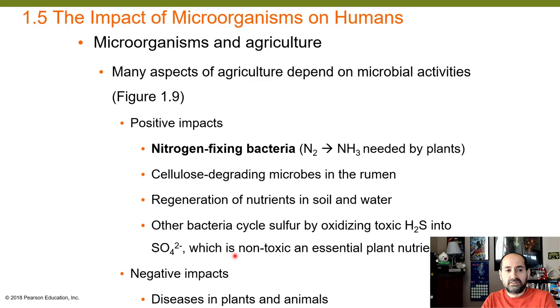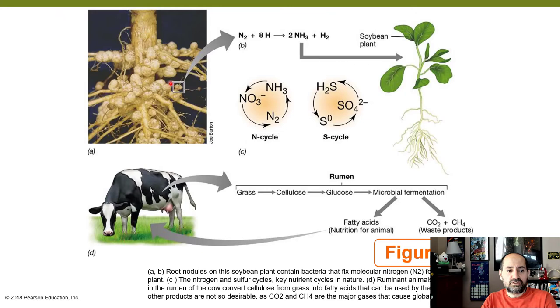Here you can see what I was talking about. You have nodules, root nodules on a soybean plant. These harbor bacteria that can fix nitrogen, fix gaseous nitrogen into ammonia, and then the soybean plant utilizes that ammonia to grow. You can see the nitrogen cycle. Through nitrogen fixation, you can form ammonia and then nitrate. With the sulfur cycle, you can take sulfur, you can reduce that to sulfate. And what do plants do?